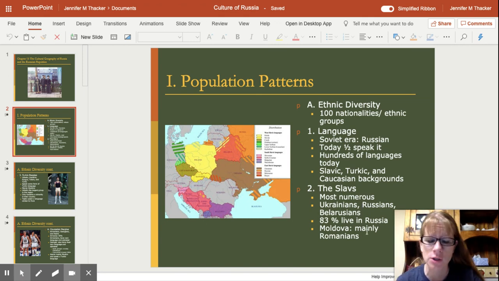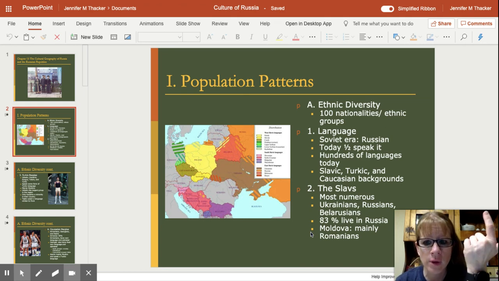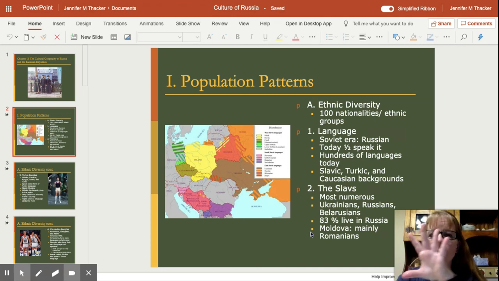83% of them live in Russia. And remember, in Russia, where do most people live? We talked about not only do most people just live near water, but they also live mostly in the western part closest to Europe. Because if you remember the geography of Russia, most of it is Siberia and it's tundra and it's cold and you can't do anything with the land, right?